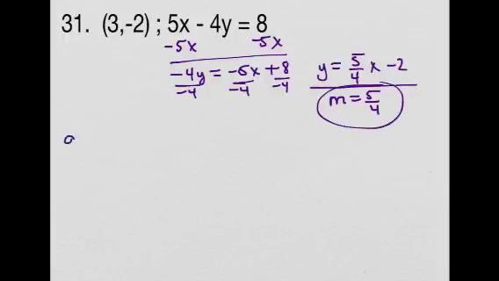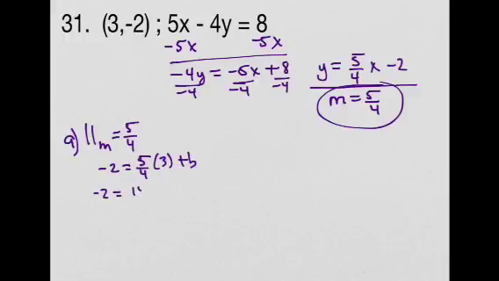So for part A, we want the line parallel to the line. Equation of the line parallel. So we remember that parallel lines have equal slopes. Their slopes are the same. So the slope we need is 5/4. And the point is 3, -2. So -2 equals the slope times the x plus b. So -2 equals 15/4 plus b.